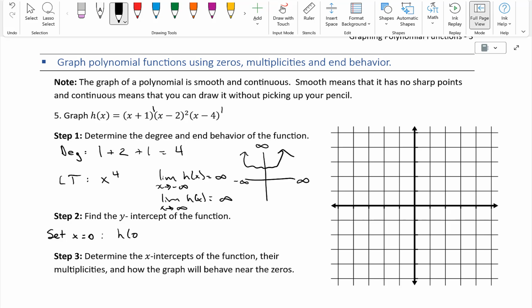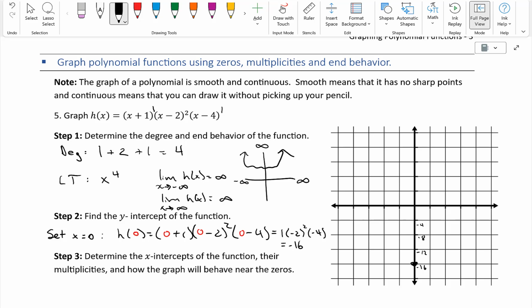Our y-intercept, we just still want to set x equal to 0, like we learned way back when. And so we want to find h of 0 here. We can use some color. So this is going to give us a 0 plus 1 times a 0 minus 2 squared times a 0 minus 4, which is going to give us a 1 times negative 2 squared times negative 4, or a negative 16. Right? We get a negative 2 squared is 4, and 4 times negative 4 gives us that negative 16. So I can go maybe my negative 4s on my y-axis, negative 4, negative 8, negative 12, negative 16, and keep that on the graph.